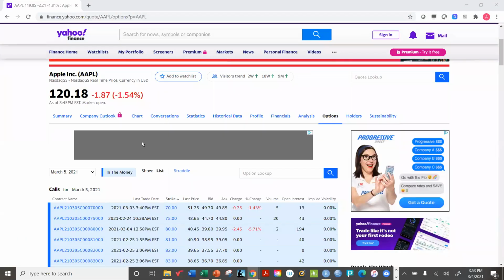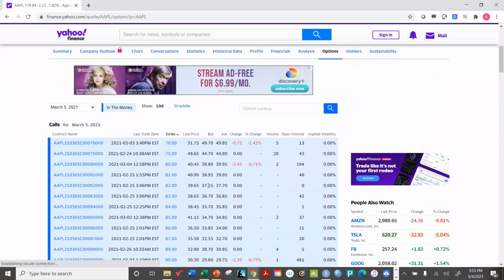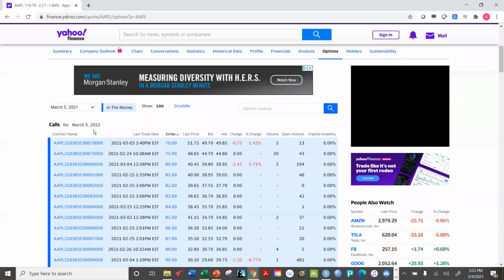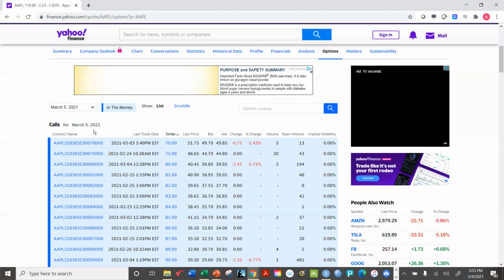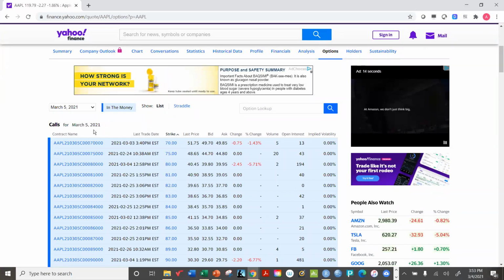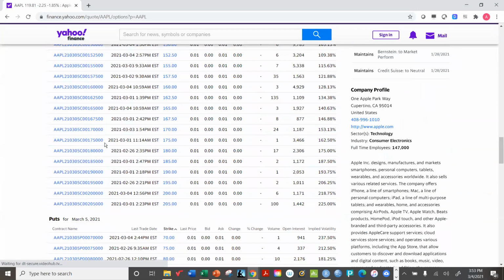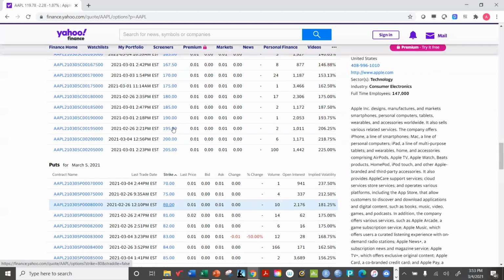Let's jump back to that page with Apple. So now this will start to make some sense. Here's the call for Apple. These are actually, oh my God, these are due tomorrow. Tomorrow's the last day that you can make up your mind whether to use your option to buy Apple stock or not. These are the calls, and down here, the puts are way down here.